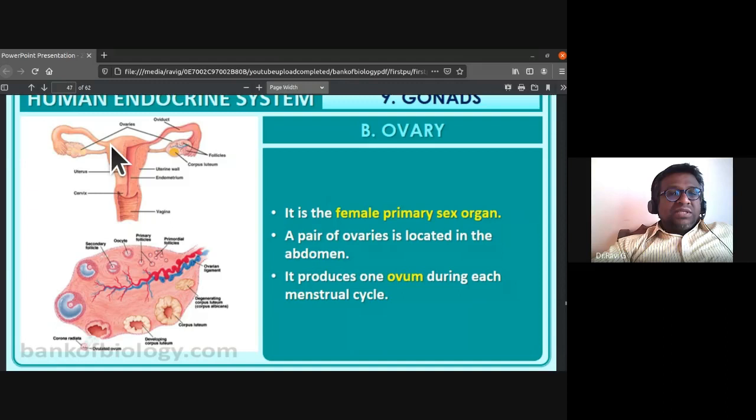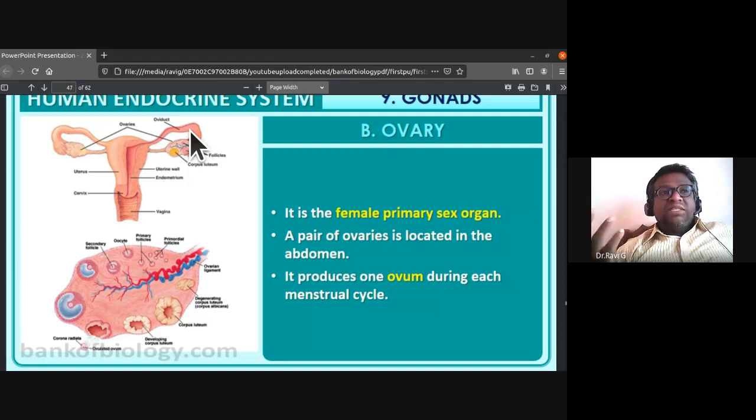It's an average. It varies from one individual to another, and various factors are there. But most of the time, the menstrual cycle is of duration 28 days. So it produces one ovum during each menstrual cycle. We study the menstrual cycle in detail in the second year, 12th standard, when we come to the reproductive organs and reproductive system. So here you have to just remember the hormone estrogen and its role.